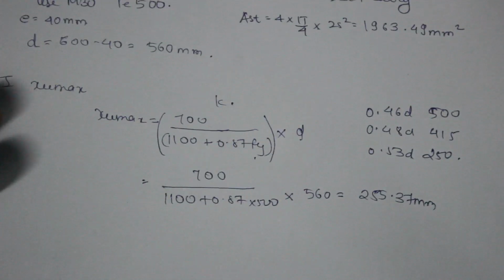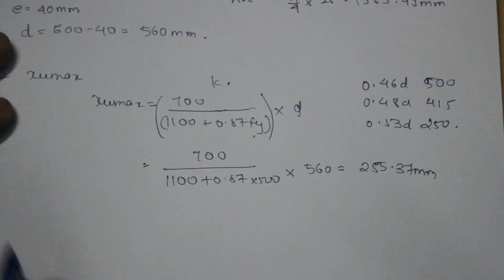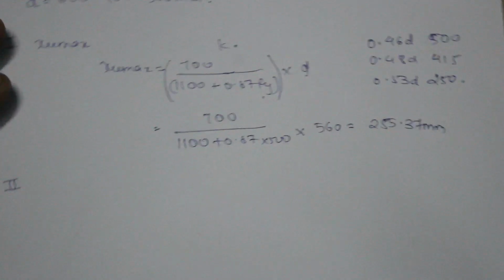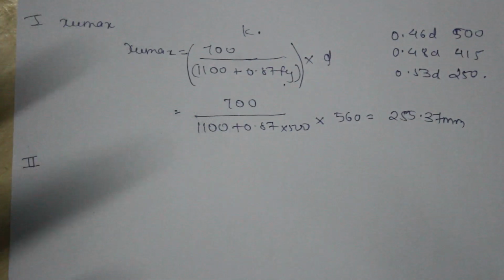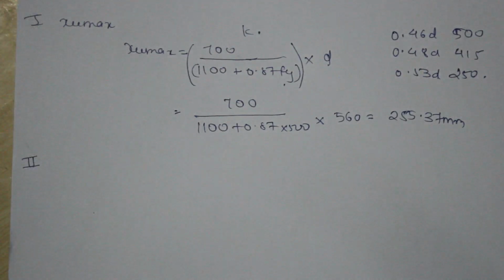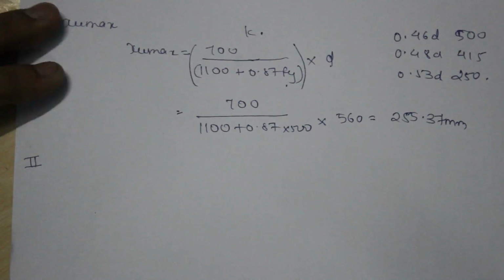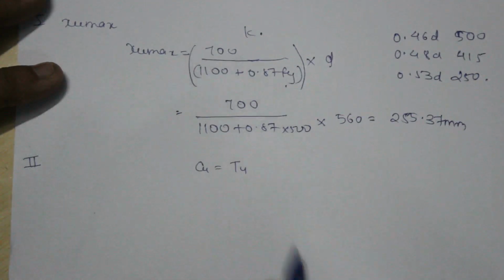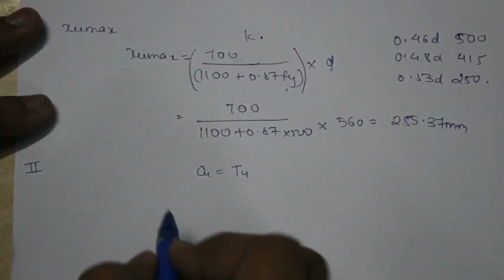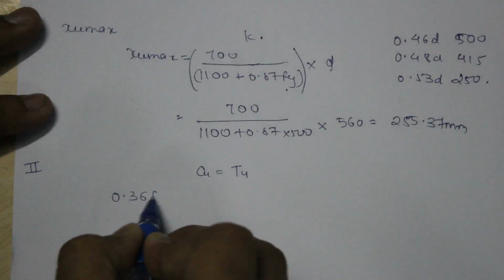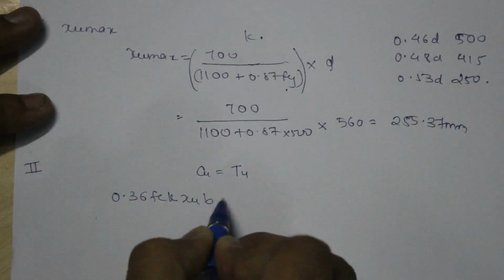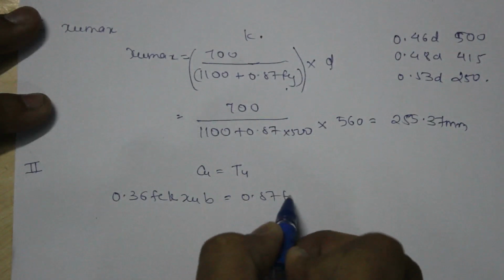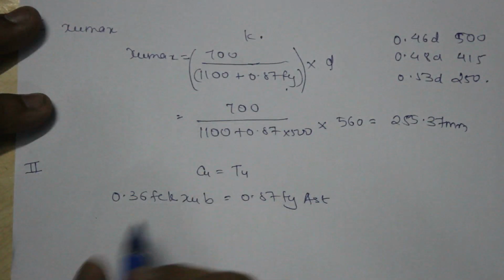Okay, so that's Xumax. Next step would be to find out the actual depth of neutral axis for the given area of steel. So the next step we have to do is equate the compressive force and the tensile force. The compressive force is given as 0.36 FCK XUB equals 0.87 FY AST.